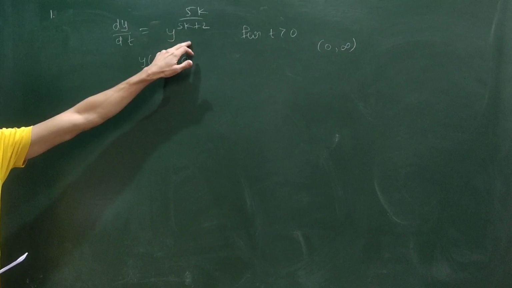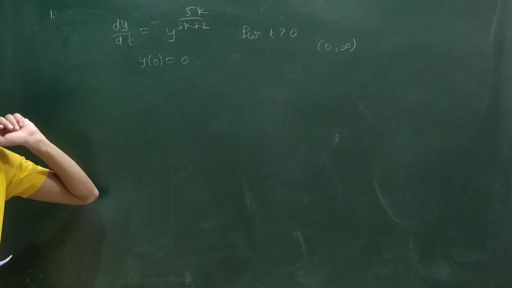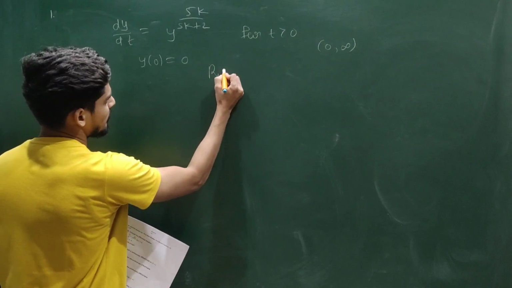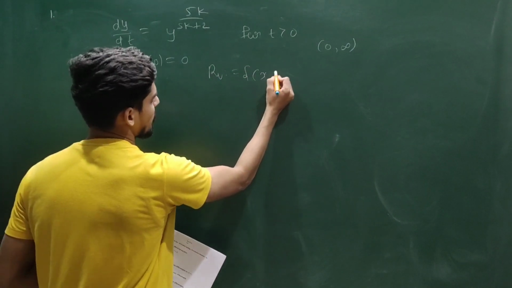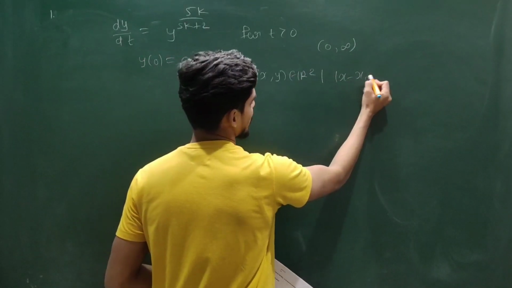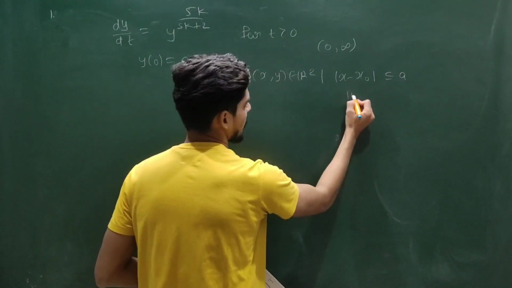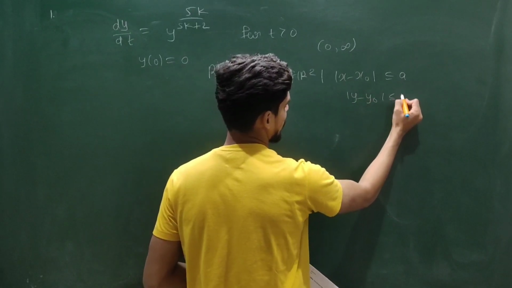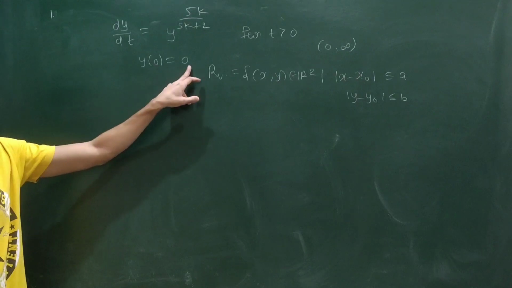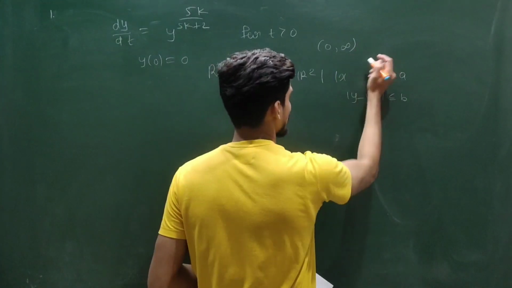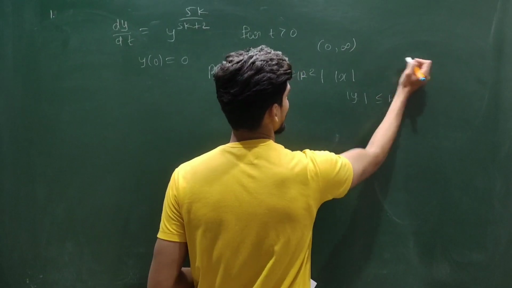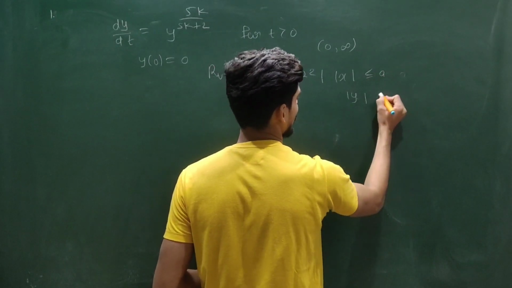If you check whether this function is Lipschitz continuous or not, what is your rectangle R? This is given by (x, y) belongs to R2 such that mod of x minus x naught is less than or equal to a, and mod of y minus y naught is less than or equal to b. So this x naught is 0, y naught is 0, so you can remove these points. So this is less than or equal to b, less than or equal to a.